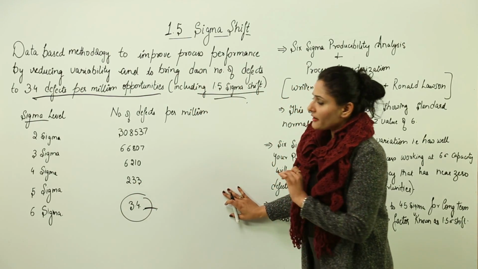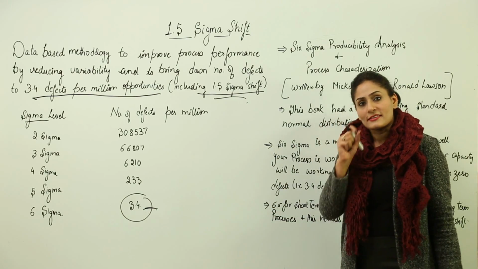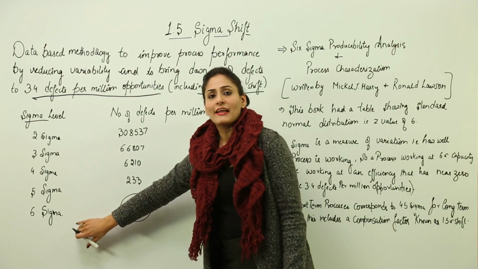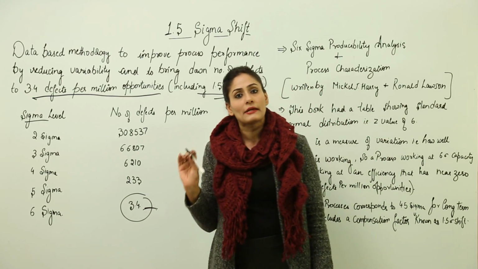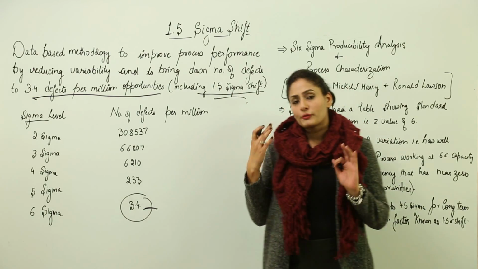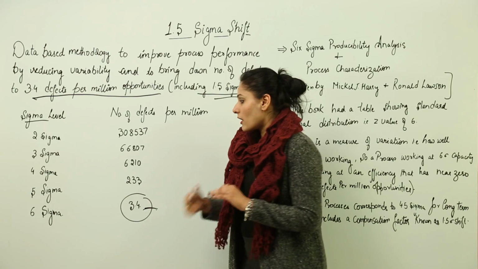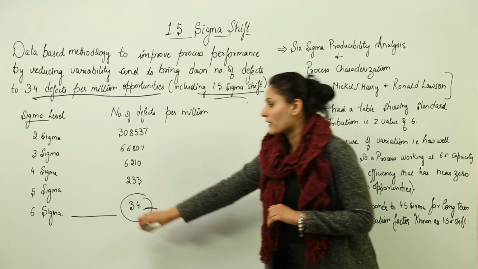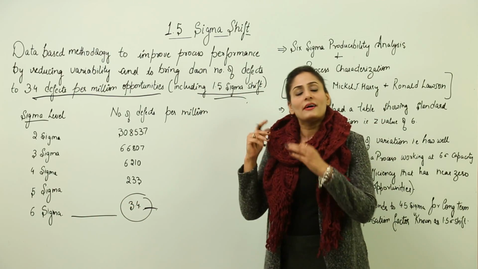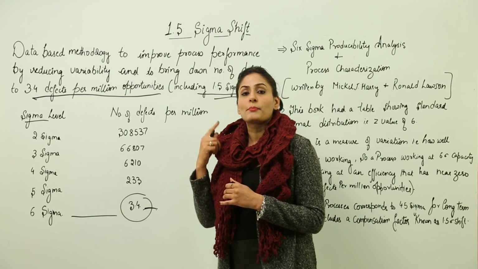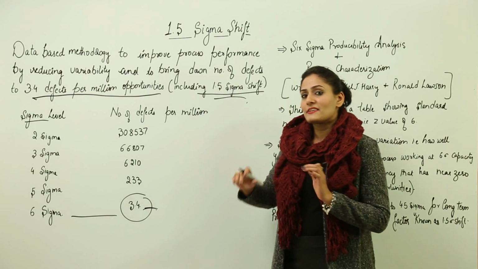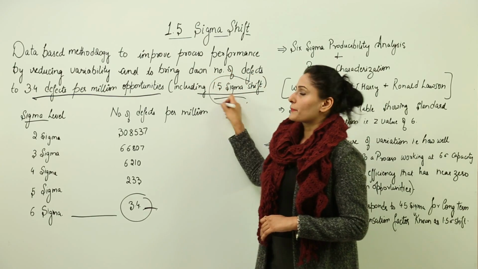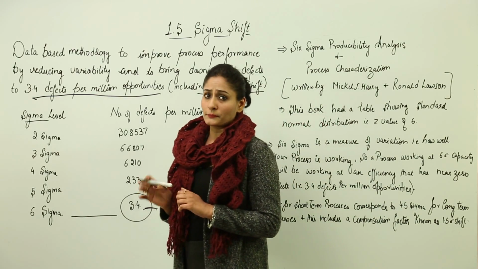But here I must add that statistically, the Six Sigma value corresponds to only 2 defects per billion opportunities. Now there would be some confusion, because here I am saying that Six Sigma corresponds to this number, but statistically it's 2 defects per billion opportunities. So what's going on? Basically this ambiguity is due to the concept of 1.5 sigma shift.